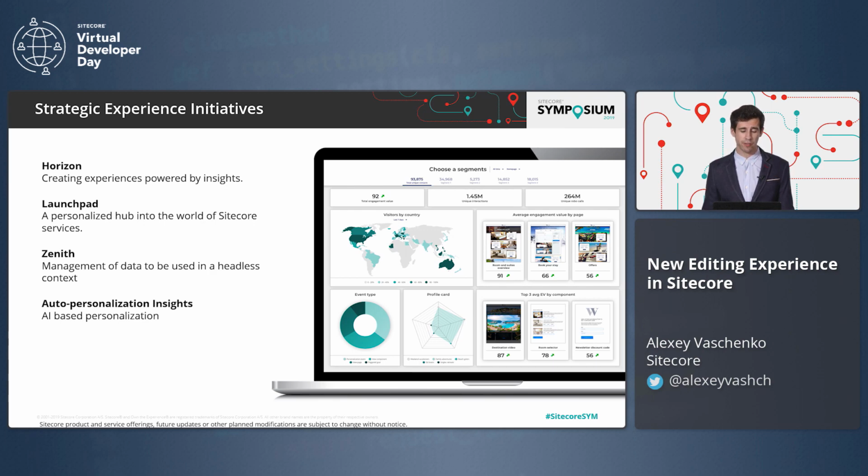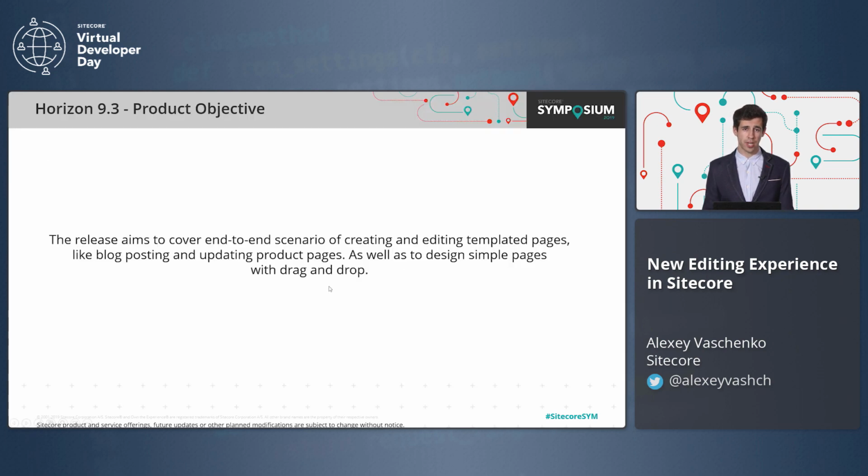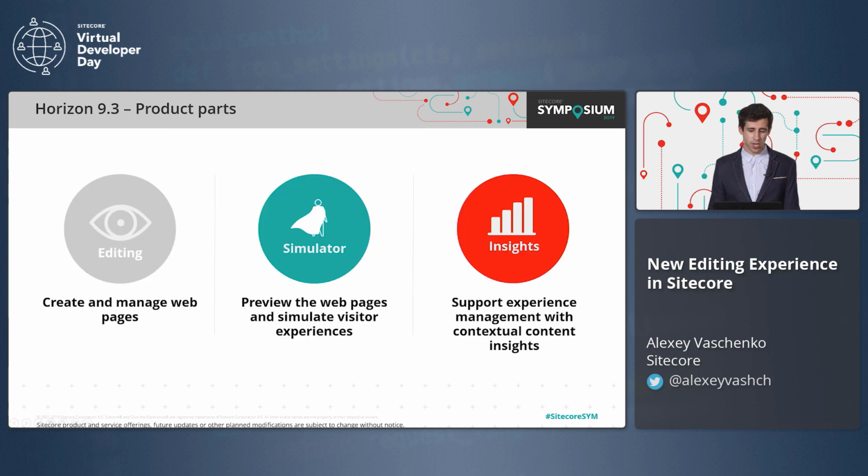I have to mention, not everything you will see in a couple of moments is around the corner, but it will give you a good idea of where we are heading. So back to Horizon. In 9.3, we try to focus and deliver the most valuable product. The main objective is that content authors can edit template pages that do not require complex design or configuration. At the same time, they will start building with drag and drop functionality. But Horizon is more than just a page editor. Apart from editing functionality, we're also previewing the page and providing contextual insights.